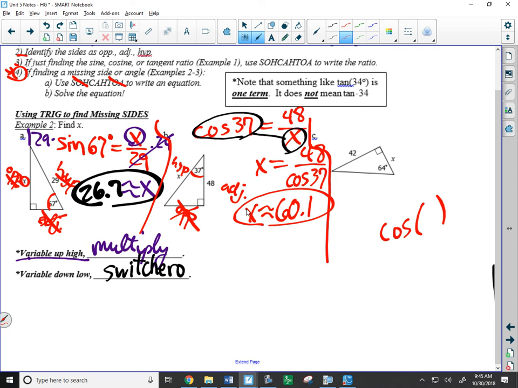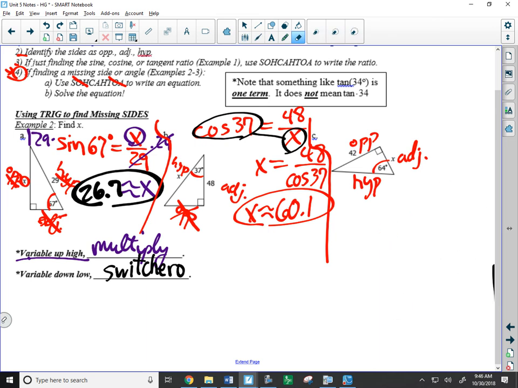Okay, one more. Let's do C. Acute angle, I start there at 64. I label the sides. Here's my HYP, here's my opposite, my OPP, and here's my ADJ, my adjacent side. I don't even have the hypotenuse, so I can't do something with h in it. I need something that has opposite and adjacent, and that's tangent.